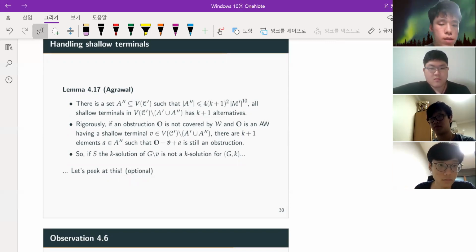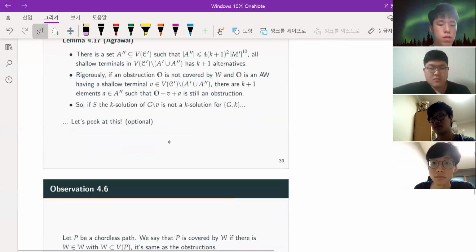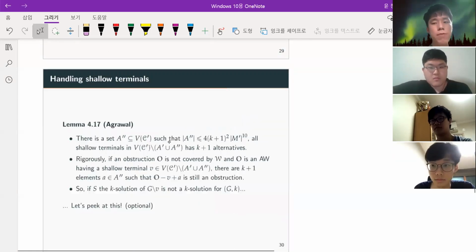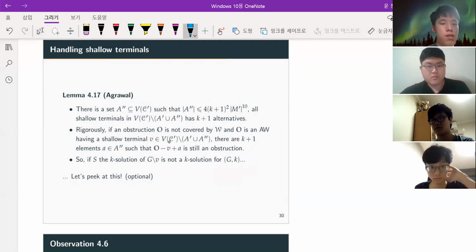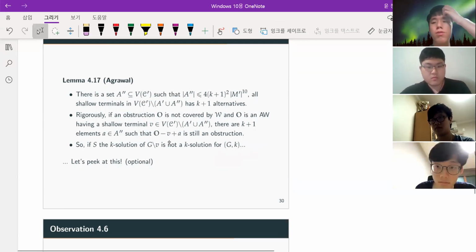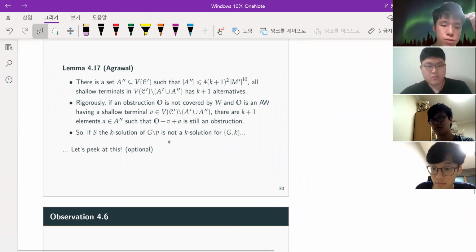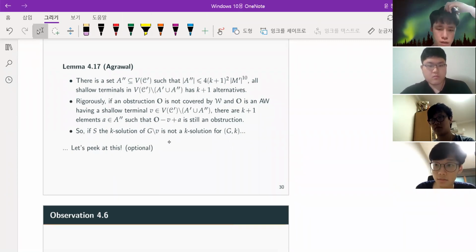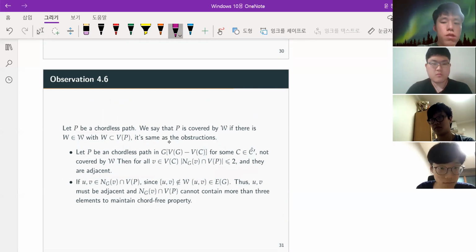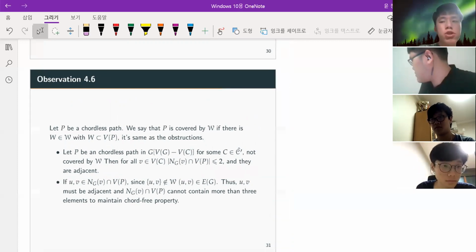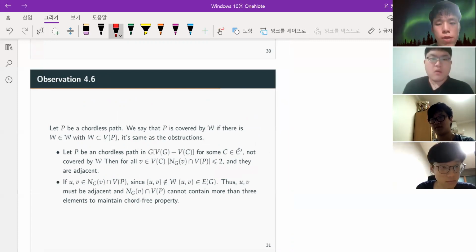All shallow terminals in VC prime, excluding both A prime and A double prime, have k plus 1 alternatives. Despite it being very dreadful to see all the procedure, I think it is more valuable to look at this rather than the previous one. So let's just peek at this. We should prepare some terminology to deal with the case.